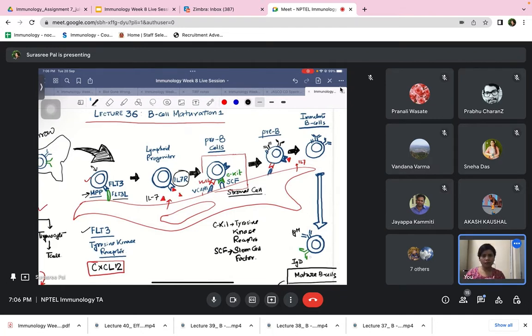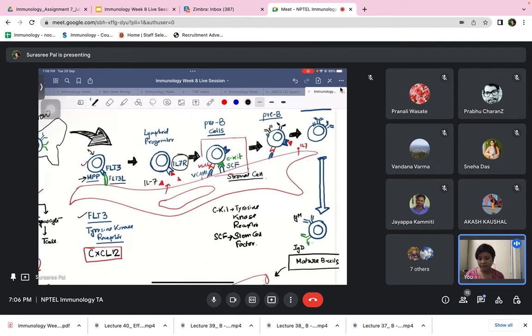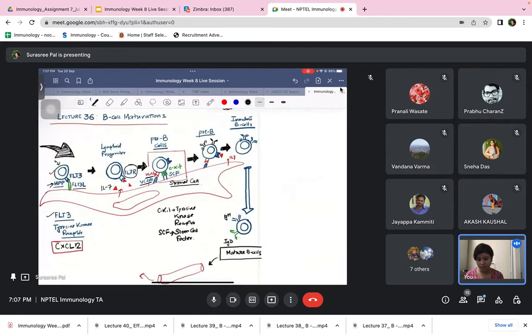Now, from these lymphoid progenitor cells, the cells which will be destined to enter into the B cell lineage will express several cell adhesion molecules and several receptors on their surface, right? So let us look into what these receptors are. The first one is VCAM1 VLA4 binding. Okay, so I'm writing it here.